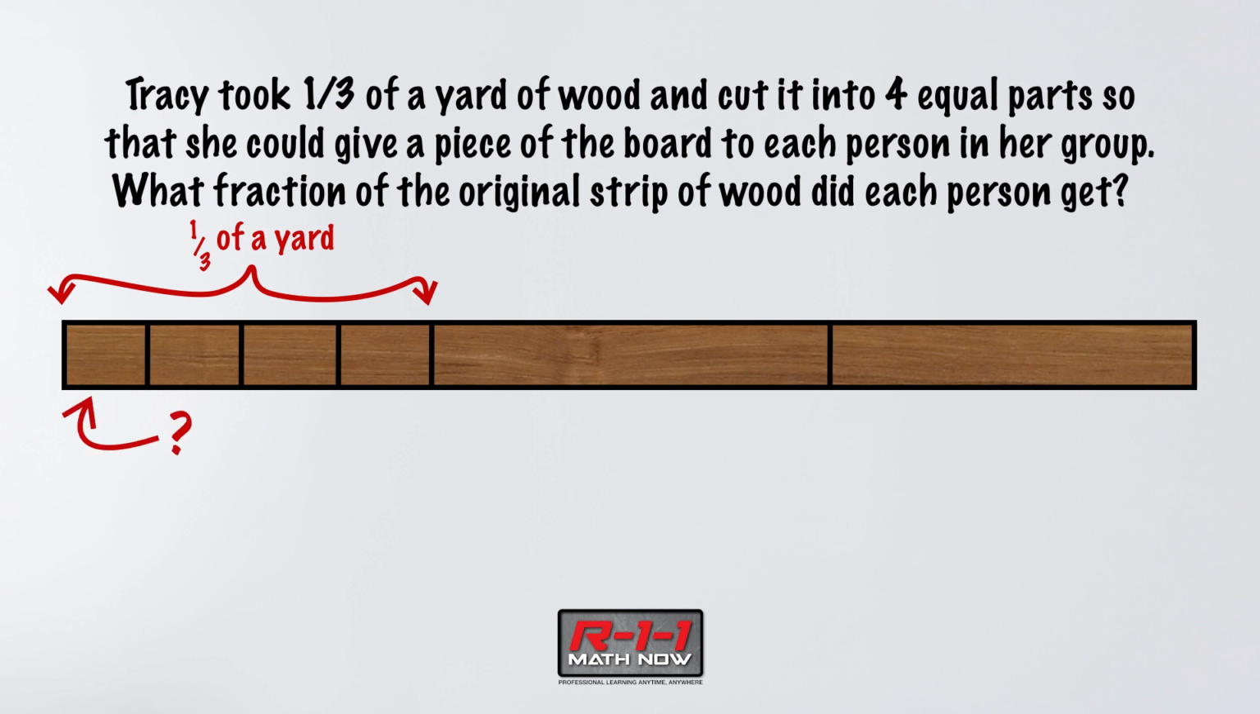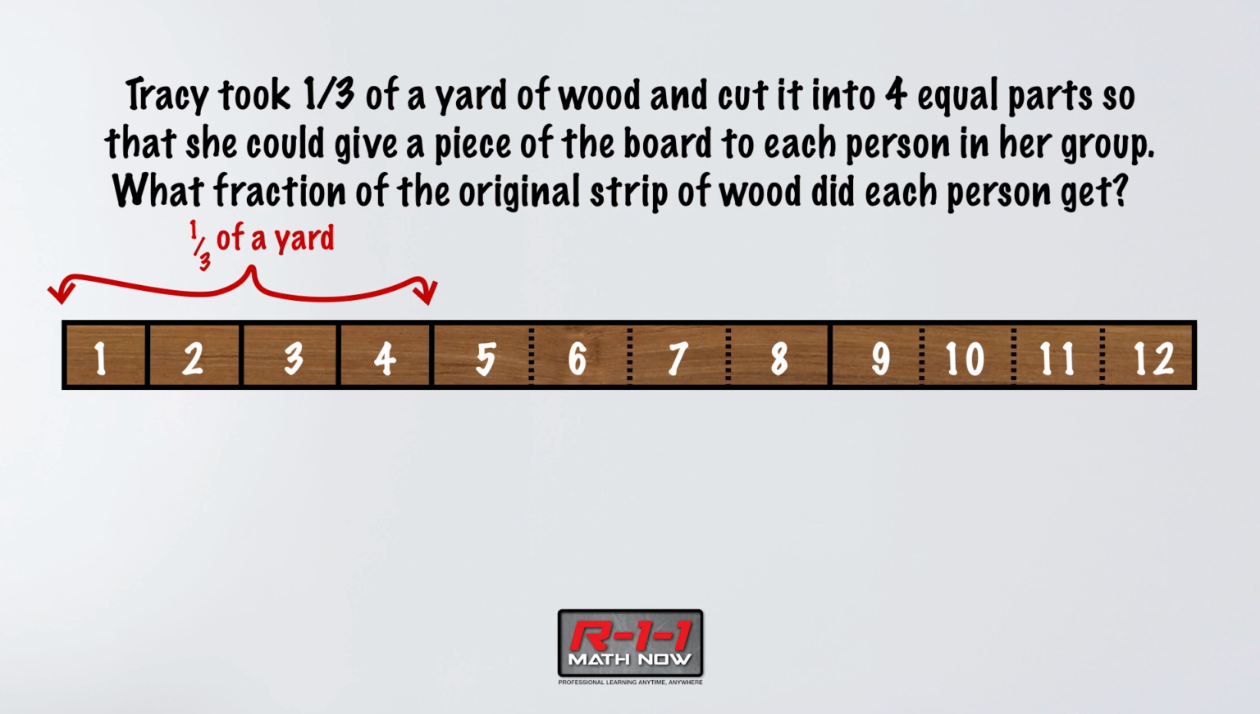So I have to think about how many parts just this size would fill this whole yard of wood. To help me figure that out, I'm going to think about what these pieces would look like if they were also cut into 4 equal parts. So I'm just going to put dotted lines. And now I can see that there were 12 pieces just like this one in the whole yard.